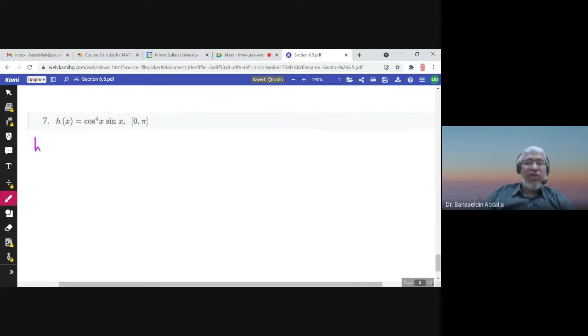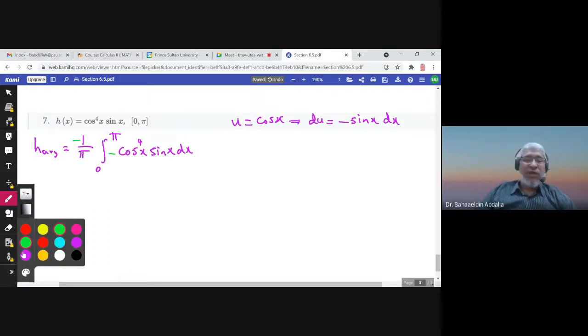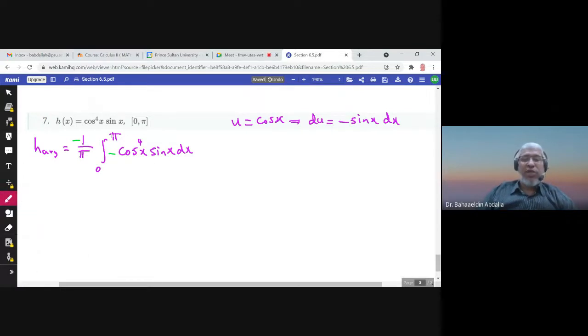The last question, h average, would be 1 over pi minus 0, integral from 0 to pi of cosine 4x times sine x dx. Well, to evaluate this integral, I take u equals cosine x, because the derivative du is negative sine x dx. Derivative of cosine is negative sine. So I need a negative sign here. So I put negative here and negative here. And I need to change these values from x values to u values. So if x is 0, u would be cosine 0, which is 1. And if x is pi, u would be cosine pi, which is -1.